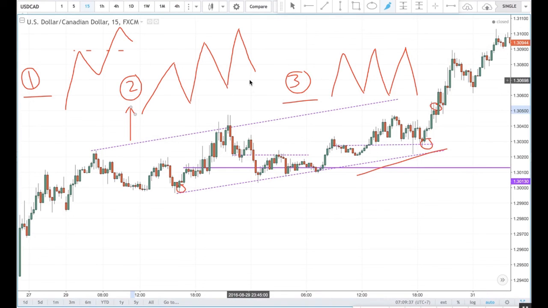Okay, does that make sense? So if you keep that in mind, you'll get an idea that channels are actually quite easy compared to identifying a trend and identifying ranges. Okay, all right, so let's keep moving. Let's go to the next example.